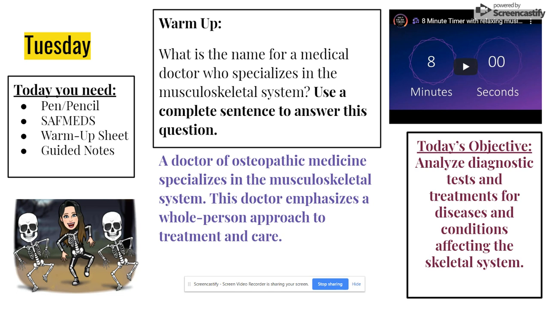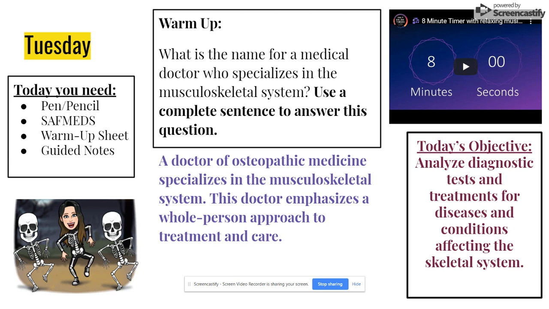These are doctors who are not medical doctors, they're osteopaths, and they actually look at and study the musculoskeletal system extensively, and they take a whole person approach to treatment and care. So these are doctors who are going to really look at things like, okay, you have lower back pain. Let's look at your BMI. Let's look at how much exercise you get. We're going to take the alternative route before I refer you out to someone who specializes in pain management.